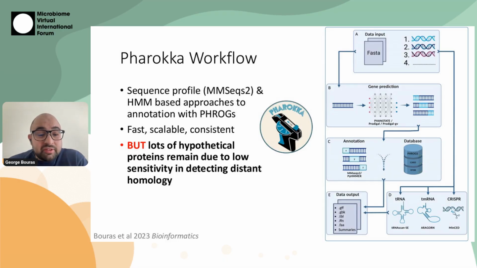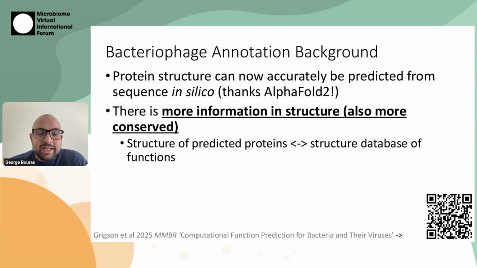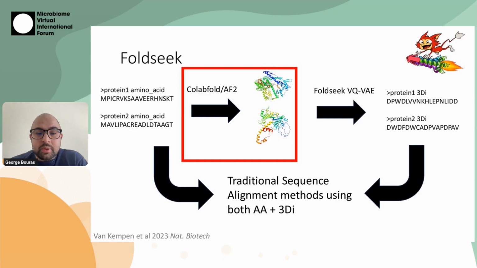This tool, I'm a bit biased, but it's pretty good. But the big issue with it is lots of proteins remain unannotated. So ideally, we could use protein structures, not sequence, because there's more information in protein structures and they're also more conserved. Thanks to AlphaFold2 and other such tools, thankfully, we can now predict protein structures quickly on a computer directly from their sequence. The bottleneck was in comparing them, but my colleagues, led by Martin Steinegger and his group in Korea, developed a genius tool called Foldseek that makes comparing structures fast.